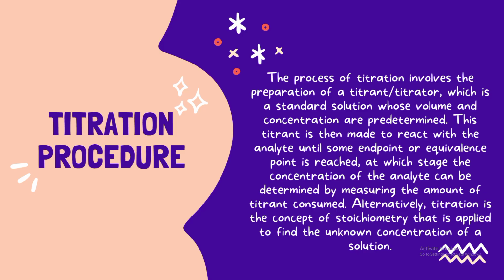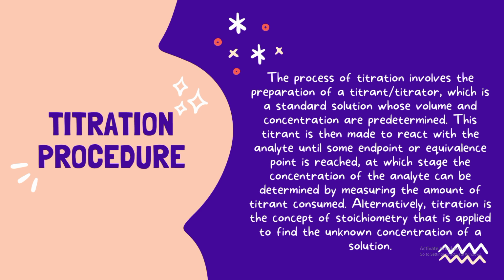Titration procedure. The process of titration involves the preparation of a titrant or titrator, which is a standard solution whose volume and concentration are predetermined. This titrant is then made to react with the analyte until some endpoint or equivalence point is reached, at which stage the concentration of the analyte can be determined by measuring the amount of titrant consumed. Alternatively, titration is the concept of stoichiometry that is applied to find the unknown concentration of the solution.